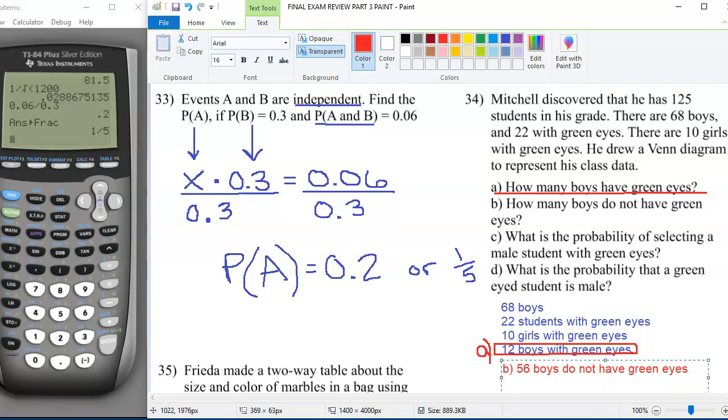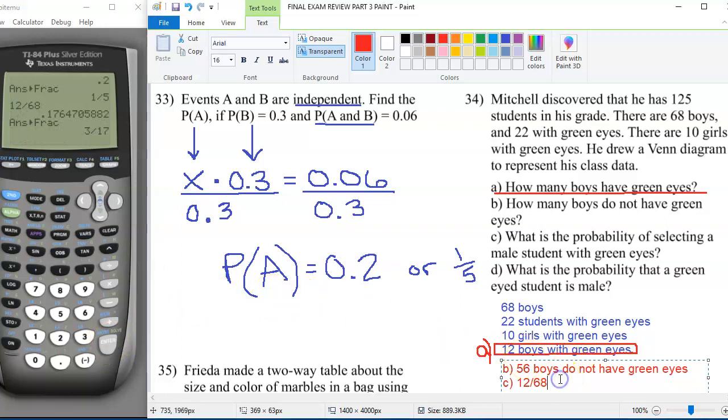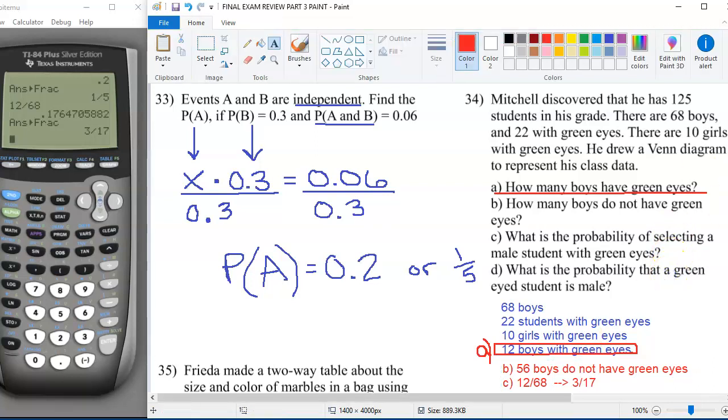What is the probability of selecting a male student with green eyes? Okay, so that would be 12 out of 68, because we know 12 of them have it, and there are 68 total. So I'm going to do 12 over 68. That looks like a funky decimal, so I'm going to frac it, which would be 3 out of 17. So I wouldn't leave it as 12 over 68. I would leave it as 3 over 17.